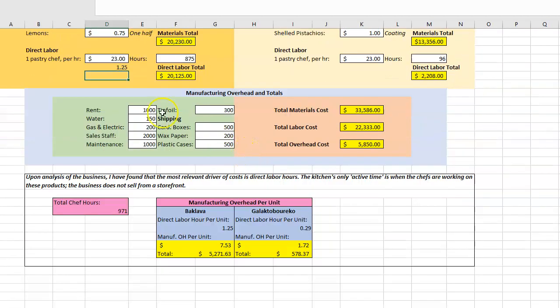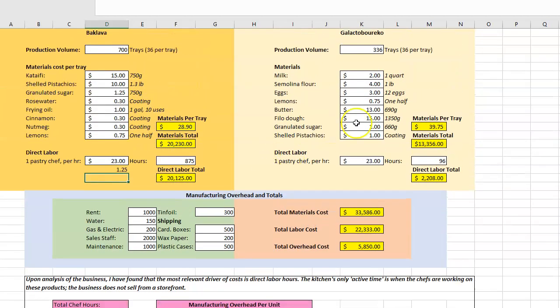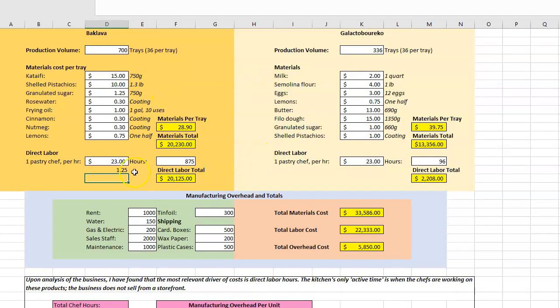Let's look at your manufacturing overhead. Good job with recognizing that this is for both of your products. I had a lot of people who are doing factory overhead for each. Let's see what we have here. So keep in mind, sales staff is not manufacturing overhead. Sales staff is a period cost. Maintenance, as long as it's for the factory, that would be factory overhead.